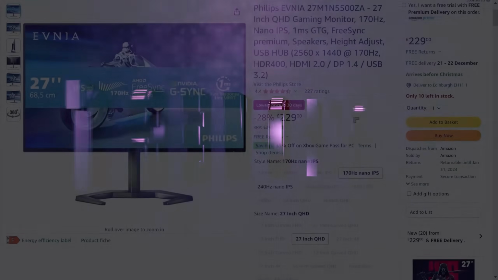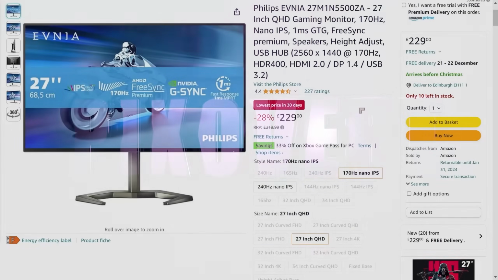Now, the Philips Evnia 27-inch gaming monitor, this one is an insanely good monitor. It's one that I recommended at the start of the year, and I'm recommending it again at the end of the year. But they've cut the price by about a third. So it is extremely good value right now. Again, as with the first monitor that we looked at, I think this may be end of line.